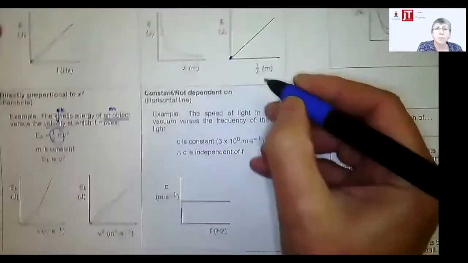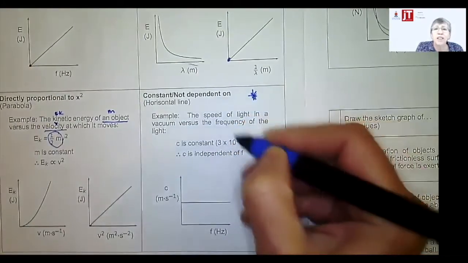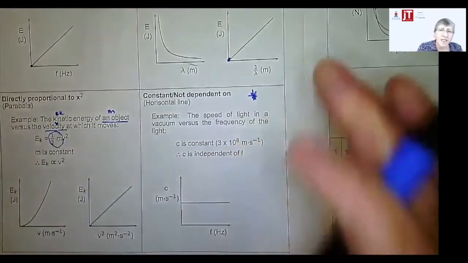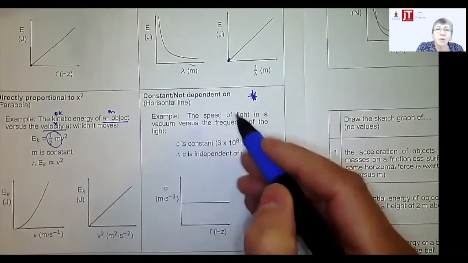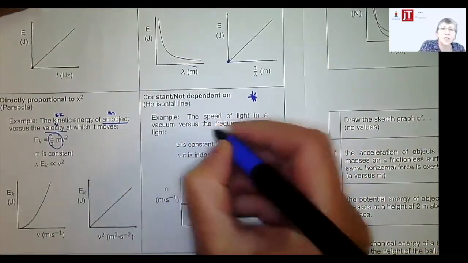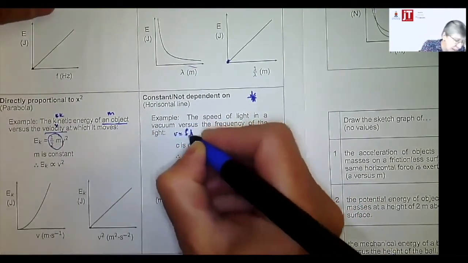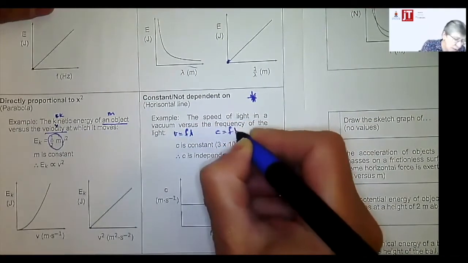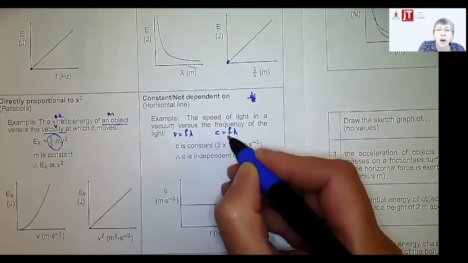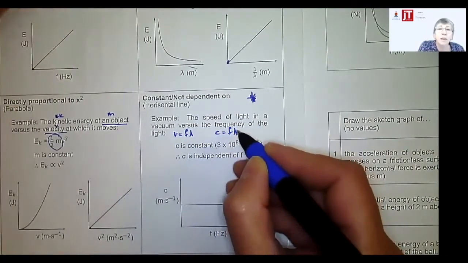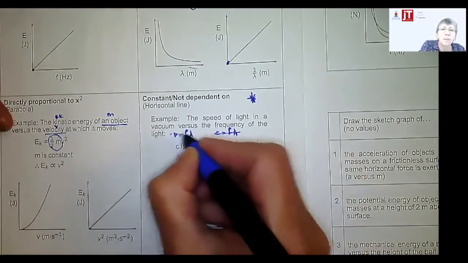Right, next one, constant. Okay, guys, this one is actually more difficult because it usually requires that you understand the theory. Here we're asking for the speed of light in a vacuum versus the frequency. Immediately you will say there's an equation that says V equals F times lambda, or you can also write C equals F times lambda. So you will want to say C is directly proportional to F. That would only have been true if lambda is constant, and lambda is not constant. So we're not talking about that, right?